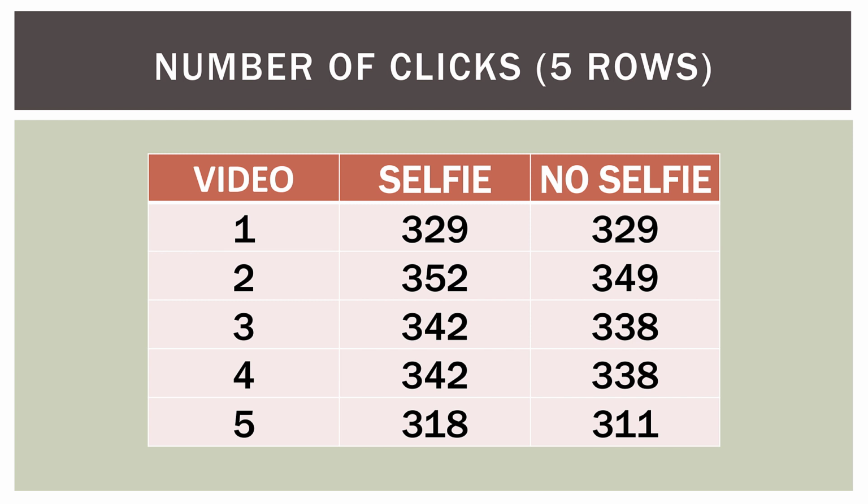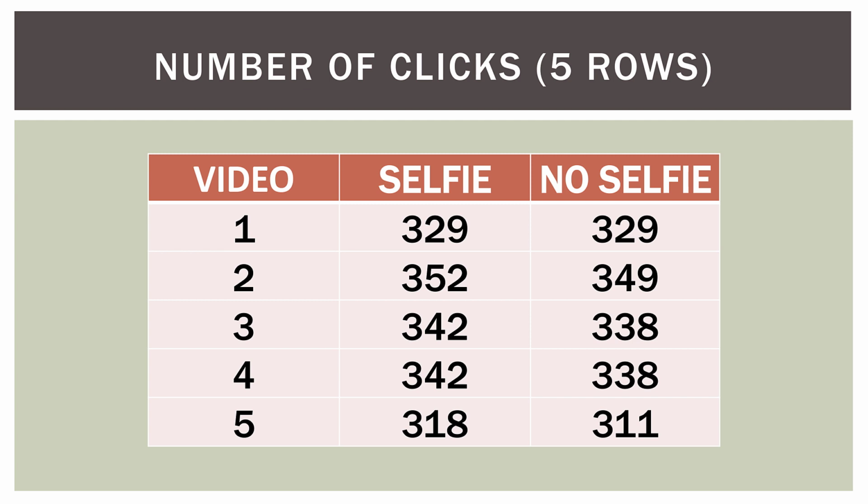So it might look like this. The first video, the one with the selfie thumbnail, may have 329 clicks. The one with no selfie has 329 clicks also. Video 2 has 352 clicks for the selfie, 349 clicks for no selfie, and so on and so forth. So you can see how our data is set up.